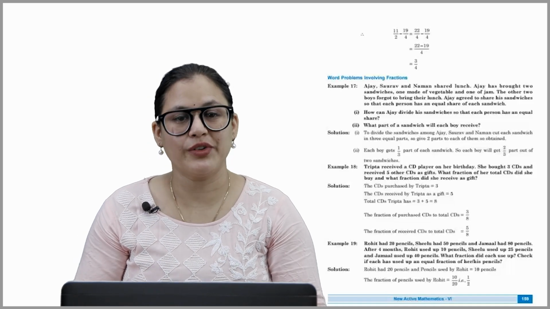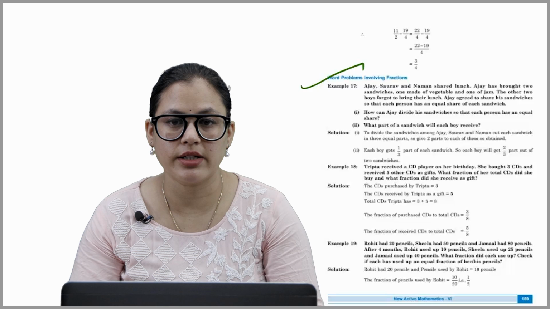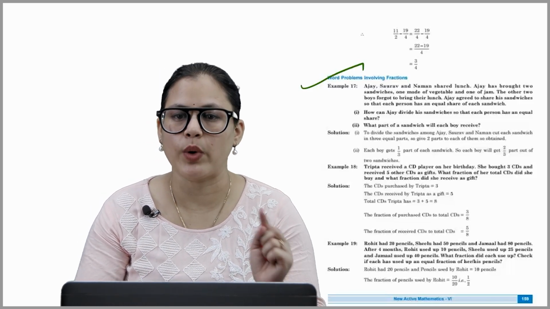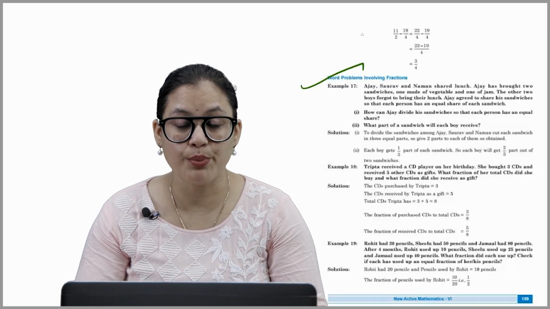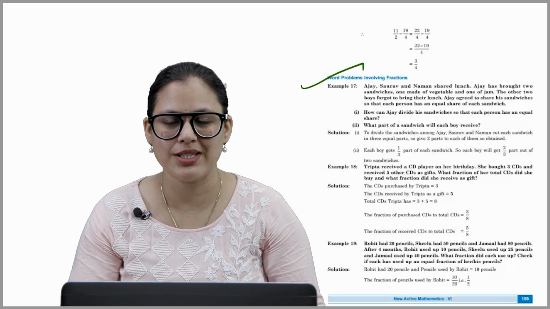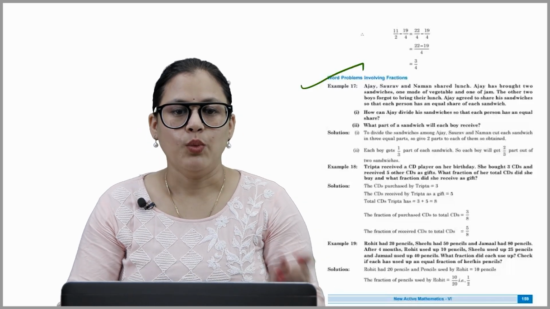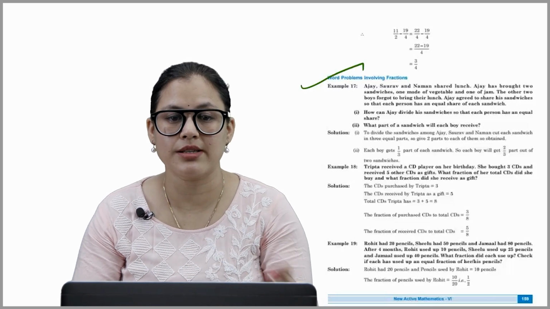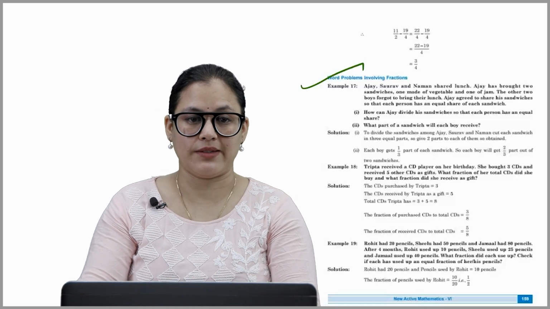Word problems involving fractions. Example 17. Ajay, Saurav and Naman shared lunch. Ajay has brought 2 sandwiches, one made of vegetable and one of jam. The other 2 boys forgot to bring their lunch. Ajay agreed to share his sandwiches so that each person has an equal share of each sandwich. 1. How can Ajay divide his sandwiches so that each person has an equal share? And number 2, what part of a sandwich will each boy receive?